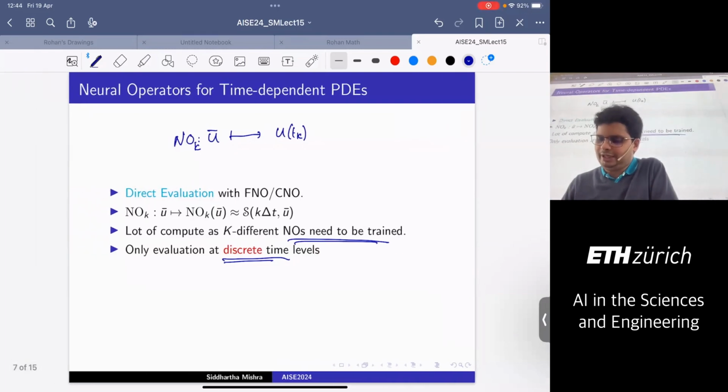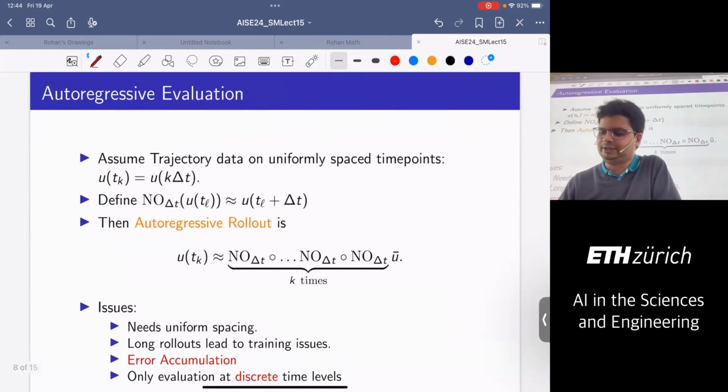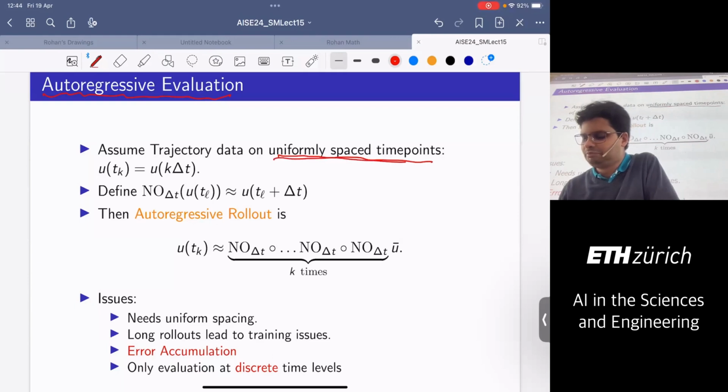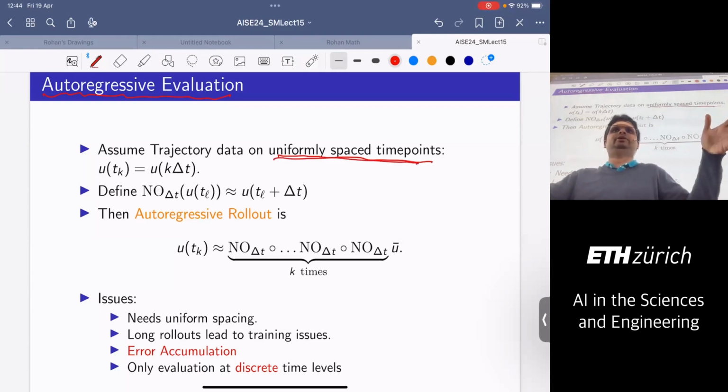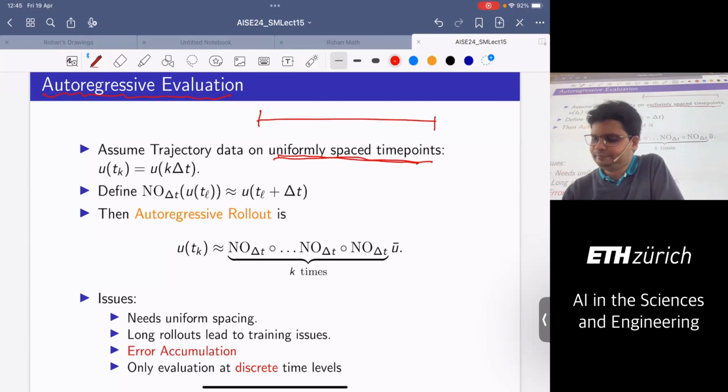So what people do is what I say next: they use what is called autoregressive evaluation. Maybe you have seen this before. What does it mean? This is a simplification, a reasonable one. Actually, you need it in this particular case. The main assumption here is that you have uniformly spaced time points, just like we had regular grids, and the data is given at these uniformly spaced time points. Let me draw a picture. So you have the initial condition, the next time point, the next time point, the next time point, and so on, right?